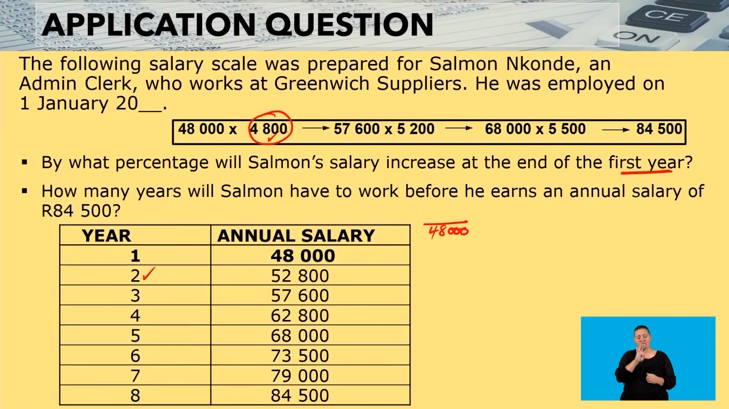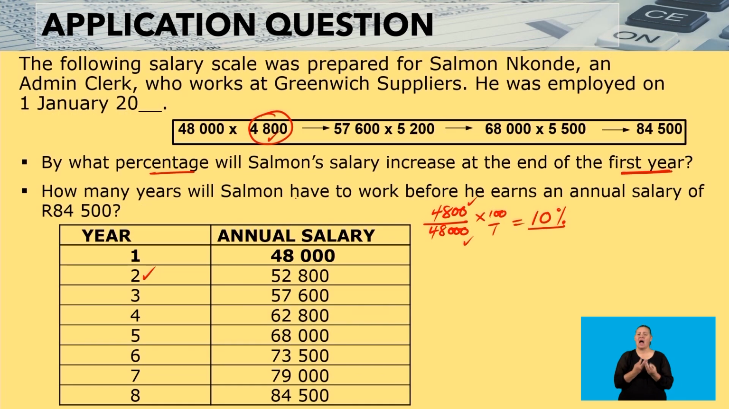The increase is 4,800. I would then say 4,800, which is the increase, divided by the amount before the increase, which is the 48,000. I multiply it by 100 over 1. Please punch that in your calculator. We are looking for a percentage. What percentage is the salary increasing by? Someone is saying 10%. That is very correct. So the salary will increase by 10%.